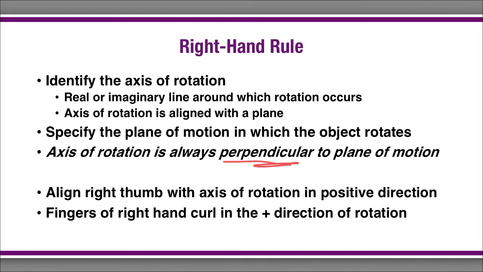We will do different examples of this in class, but you want to align your right thumb with the axis of rotation in the positive direction, and then the fingers of your right hand will curl in the positive direction of that rotation. I will also upload a supplementary video explaining how to incorporate the right-hand rule and use it, because you will need to know how to use this on quizzes and exams. So please make sure that you watch that supplemental video along with this lecture video when you're preparing for class on Monday.